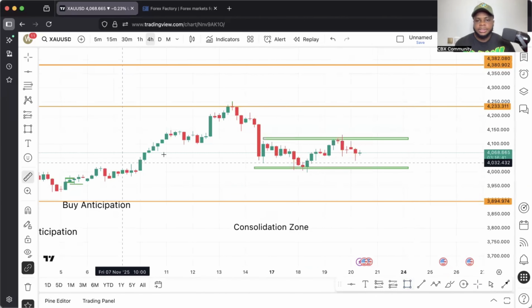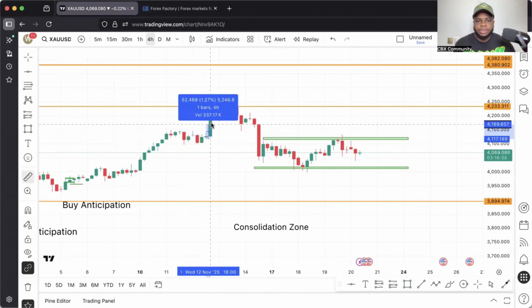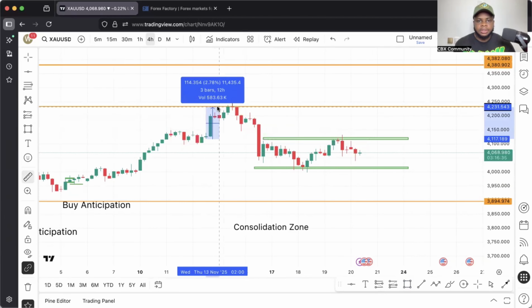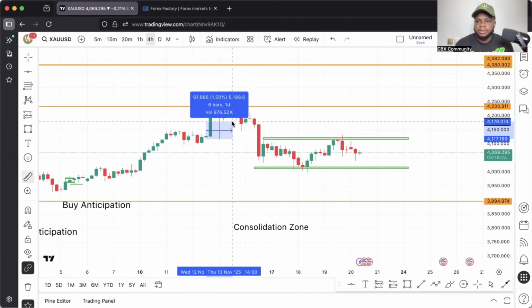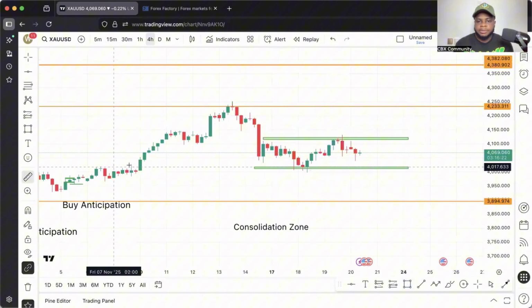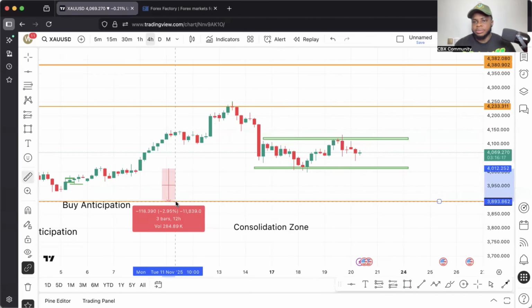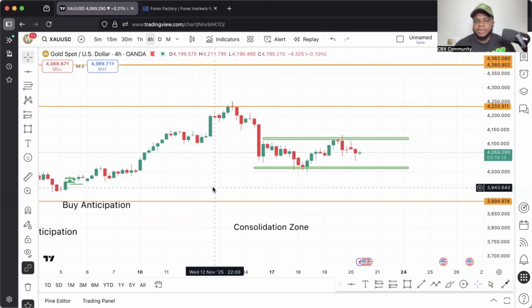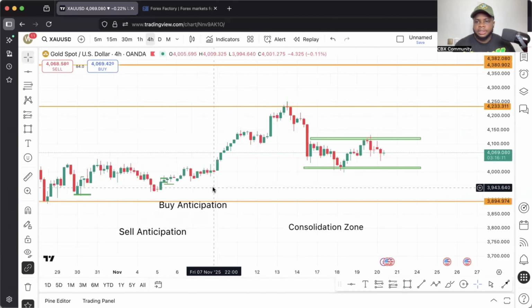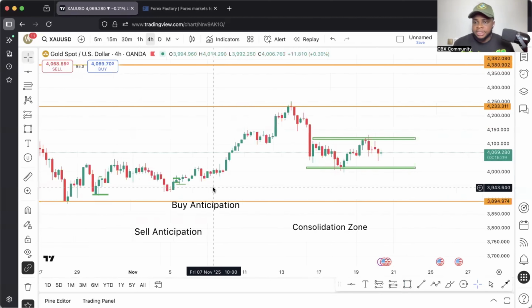Let's measure from this resistance zone to this resistance zone. We are looking at 1,100 pips thereabout. So let's measure from this support zone down to this support zone, which we are looking at also 1,100 pips. So definitely you guys know how much you want from the market. You know exactly what you're anticipating the market to give to you before you can decide to take a position and how much you want to risk.